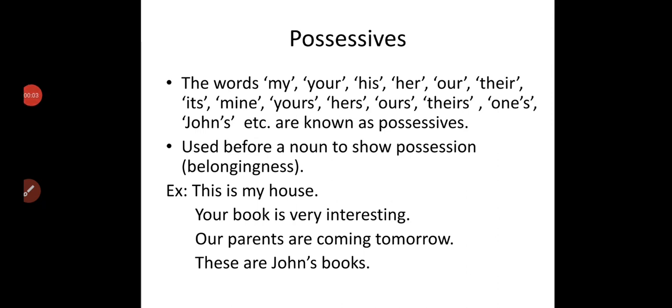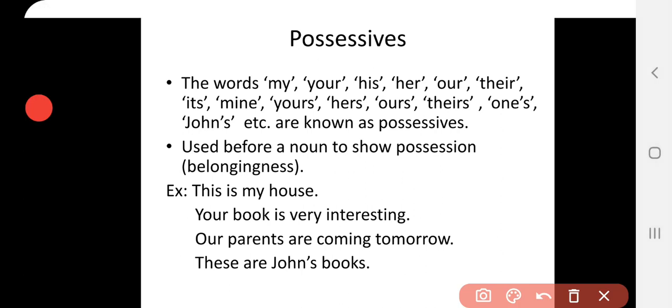Hello students, we are doing determiners and till now we have discussed the concept of determiner and one type of determiner, that is articles, which we discussed in the previous videos. Today we will discuss another kind of determiner, and that kind is possessive. Possessive word is derived from the word possess. Possess means to have.